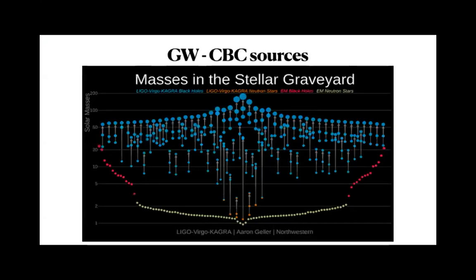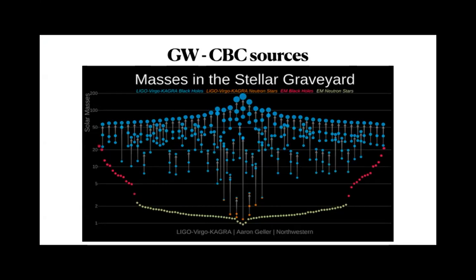So let me show the results from the latest, the third observing run. This is a visual summary of the various gravitational wave sources that have been detected. The x-axis does not carry any meaning. You can just distribute them however you like. The y-axis is what shows the masses of the system.